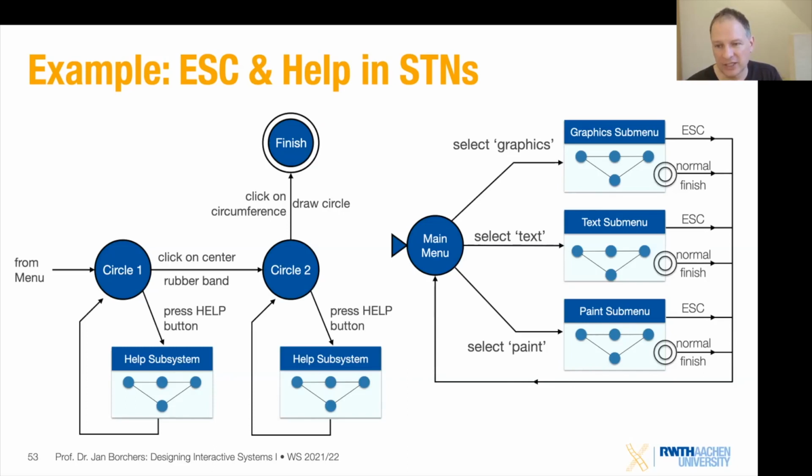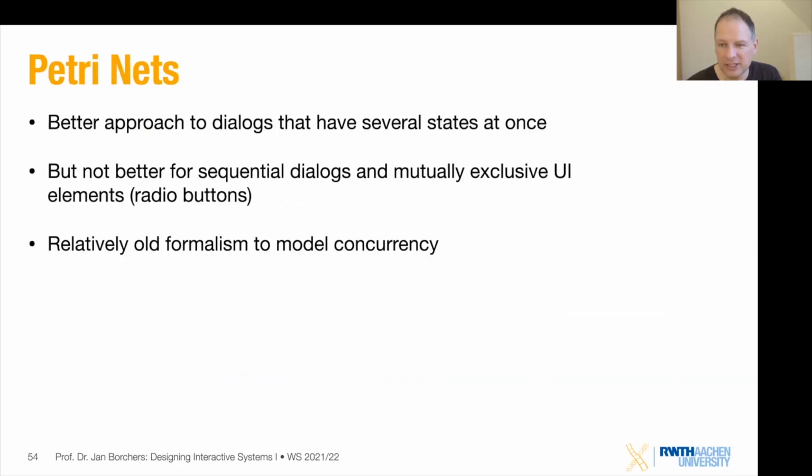Now, how can we handle state explosion better? Petri nets, another student favorite from your theory lectures. Petri nets are actually a better approach to model dialogues that have more than one state at once. They are not, let me get that out there right now, better for sequential dialogues and mutually exclusive user interface elements like radio buttons, for example. Not great. But for the example of the checkboxes, Petri nets are awesome. They are a really old formalism to model concurrency, right? This was really one of the key features that Petri nets enable.